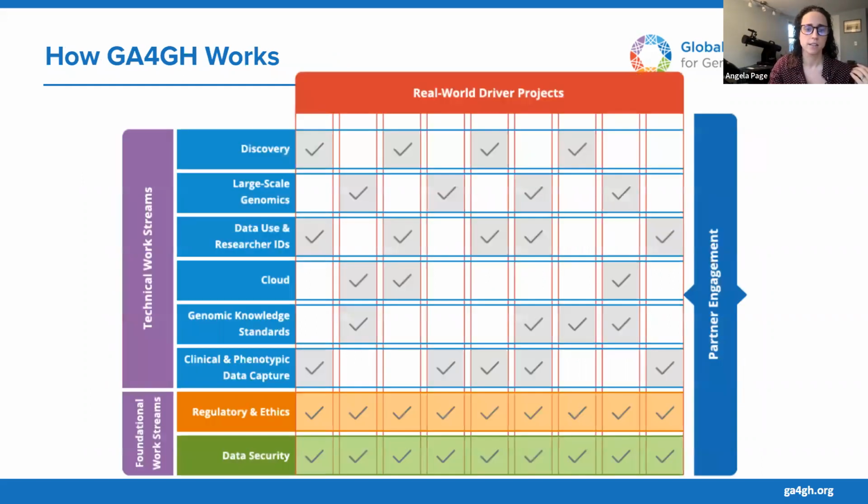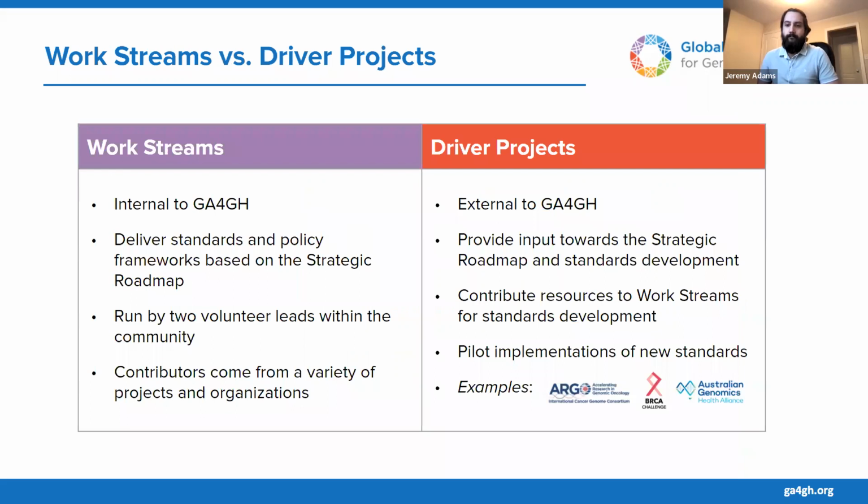I'll go back a slide and show there are 2 foundational work streams, regulatory and ethics and data security, and they really underpin everything else that GA4GH does across the technical work streams that are listed here. I won't go into them, Jeremy will do that later. But they also produce their own work. And then we have this column on the right side, partner engagement, which is about making sure that we have bi-directional communication with the broader community. So I'm just going to keep going here.